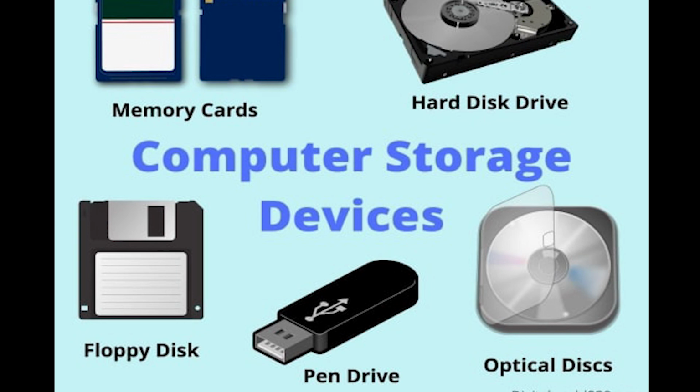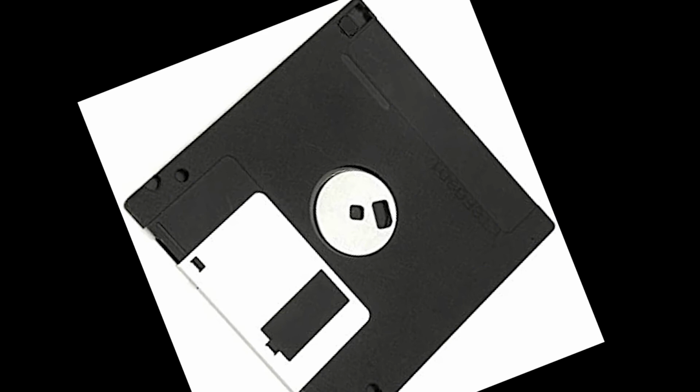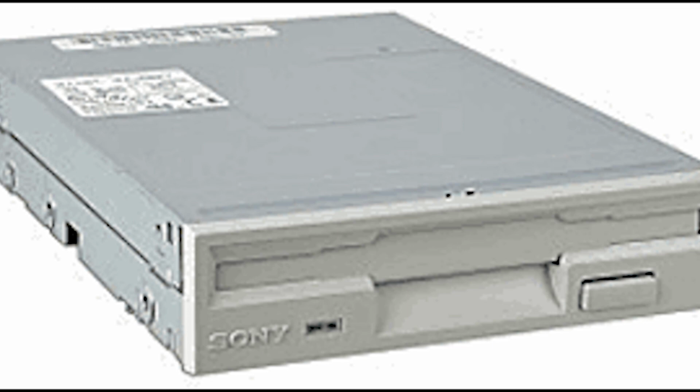Next section we are going to study in detail, for example, the storage devices like floppy disk, hard disk, CDs, DVDs, Blu-ray disc and flash drives. Floppy disk. A floppy disk is made up of a magnetic disk enclosed within a square plastic case. In addition to storing data, it can also be used for transferring data from one computer to another. Floppy disks are available in two sizes. To use a floppy disk, a floppy disk drive is needed.